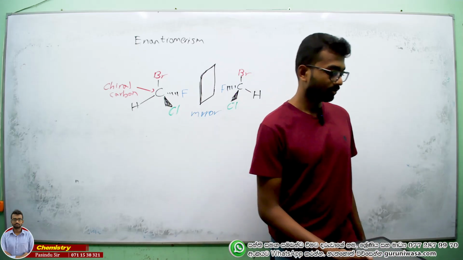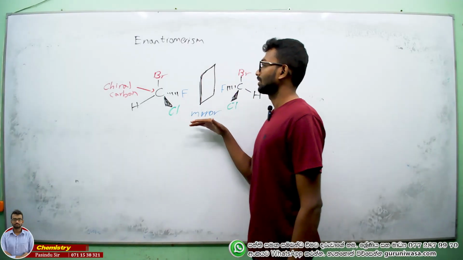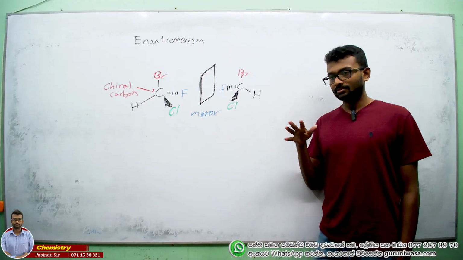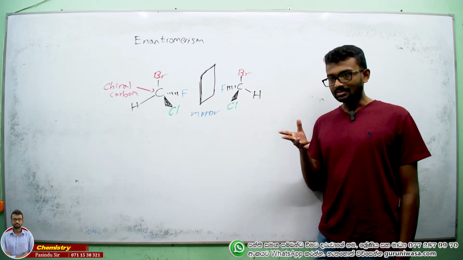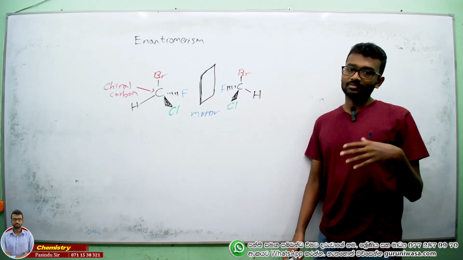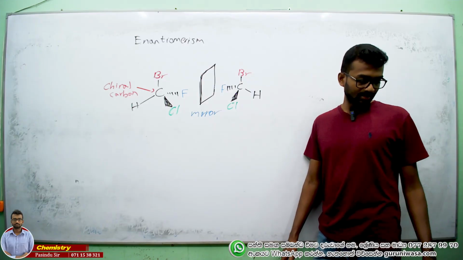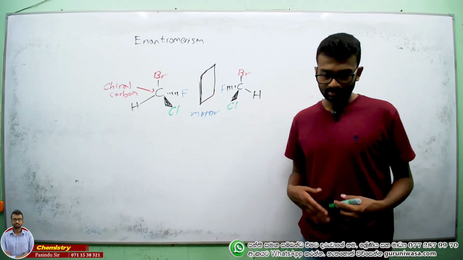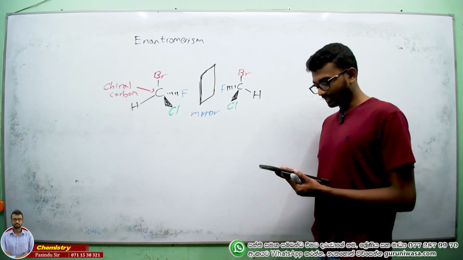Right? So, to understand the mirror image case, I'll give some objects. Just try to say whether it's enantiomeric or not. I'll give some examples, some objects, so guess whether it's chiral or achiral.